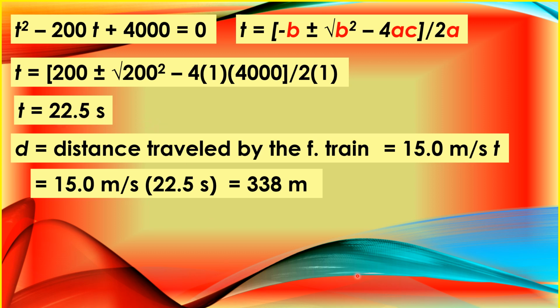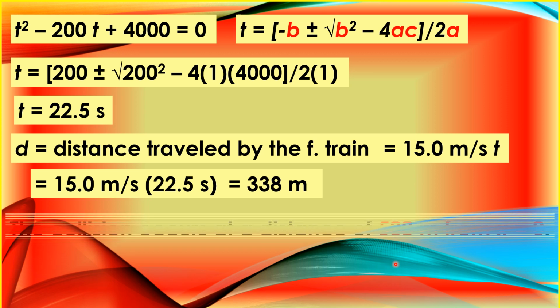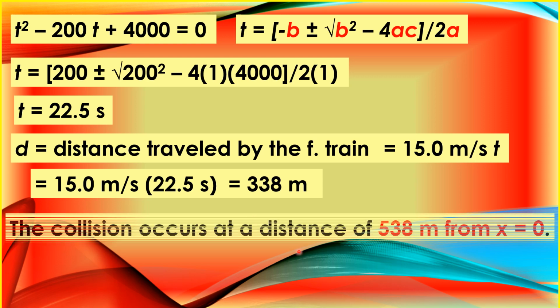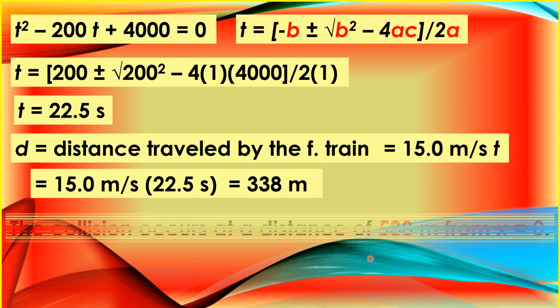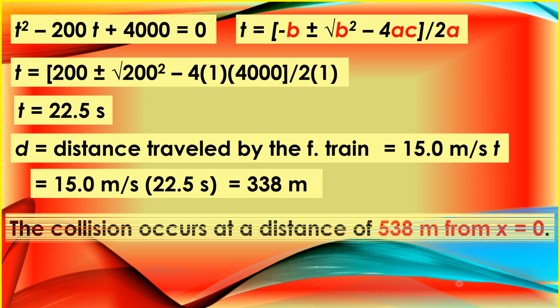But since initially the passenger train is 200 meters behind the freight train, in answer to the question, where will the collision take place, we simply add 200 meters to the calculated distance d of 338 meters. Therefore, our final answer is that the collision will occur at a distance of 538 meters from the reference point, which we earlier assumed to be equal to 0, x equals 0.